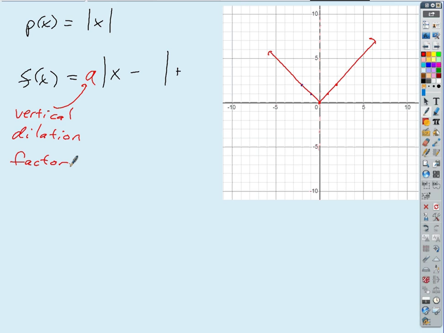H and K. Where does the H go? In the absolute value. So H is always going to be the number that's being subtracted from x inside the function. Okay, and that's what we associate with a horizontal translation. And then k, where's that one go? On the outside. That's the number that we're adding outside of the function. And that's our vertical translation.